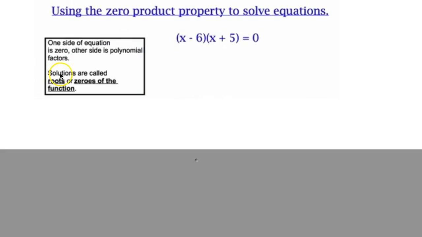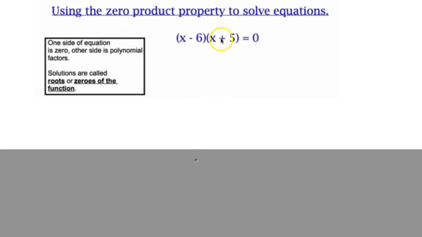The solutions are called the roots or zeros of the function. So the solution is like, what does x equal? That's what we're looking for. Sometimes we call that a root. And what this is saying, like the rule before, if one of these equals 0, then the whole thing will equal 0, because you multiply something by 0, it equals 0.